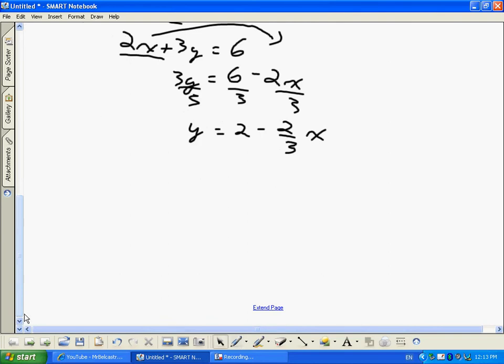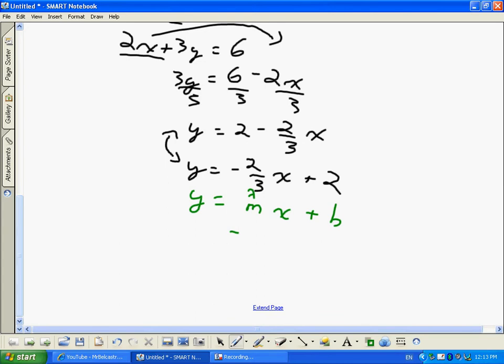Now, just so it looks very similar to our theoretical model, I'm just going to move the negative 2 over 3 x to be the first term, plus 2. These two are still the exact same equation. All I've done, like above, is just rearranged it to look in a certain way that we're used to looking at. So this is very similar to our y equals mx plus b. If we look up, our m is negative 2 over 3, and our b is positive 2.